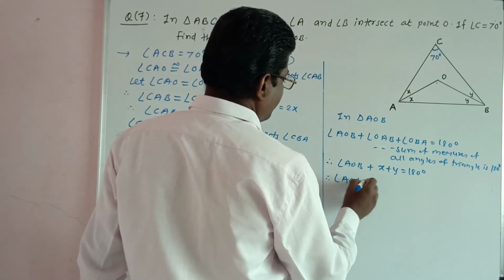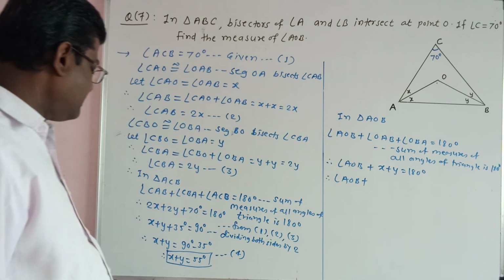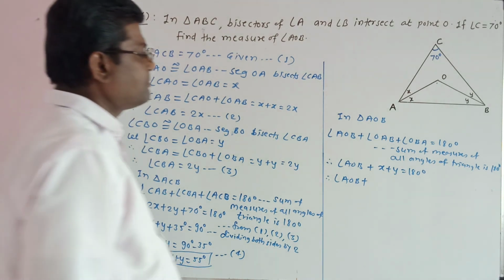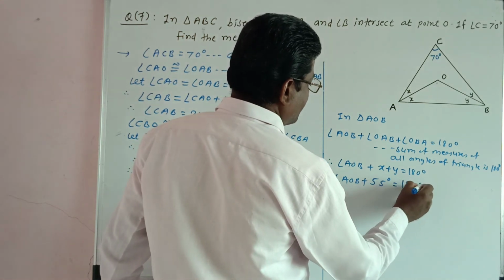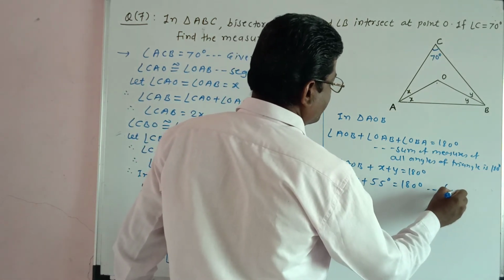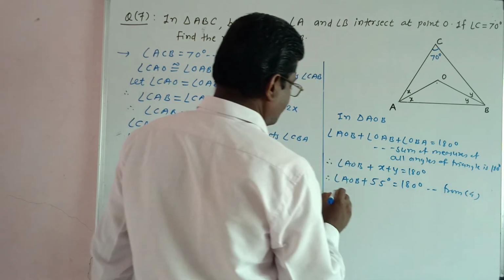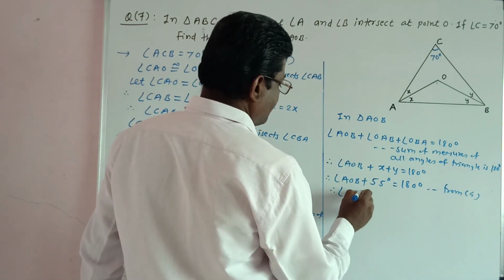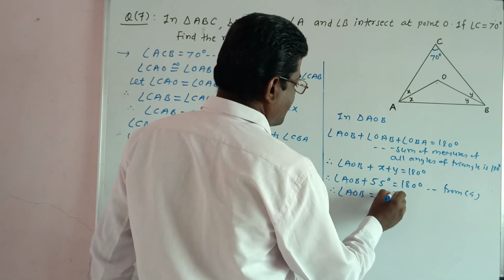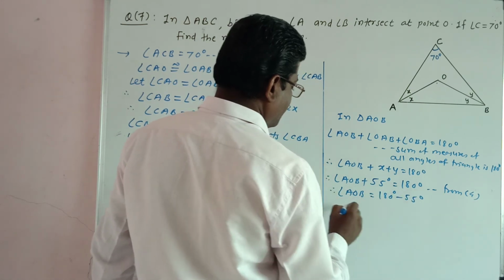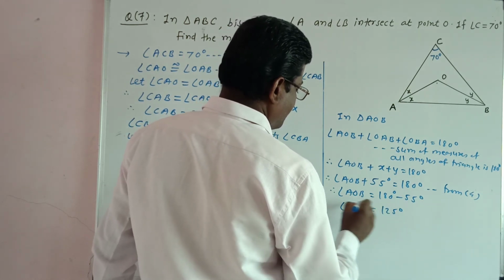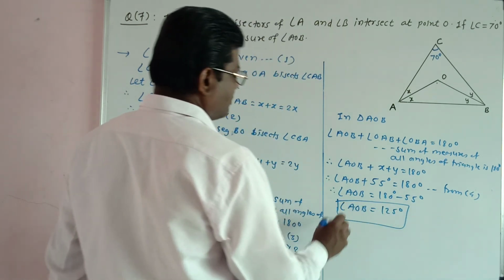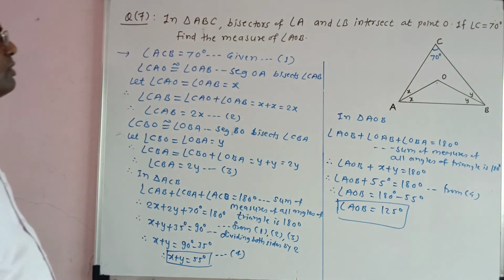Therefore angle AOB plus x plus y, which is 55 degrees, is equal to 180 degrees. This is from equation 4. Therefore angle AOB is equal to 180 degrees minus 55 degrees. So angle AOB is equal to 125 degrees.